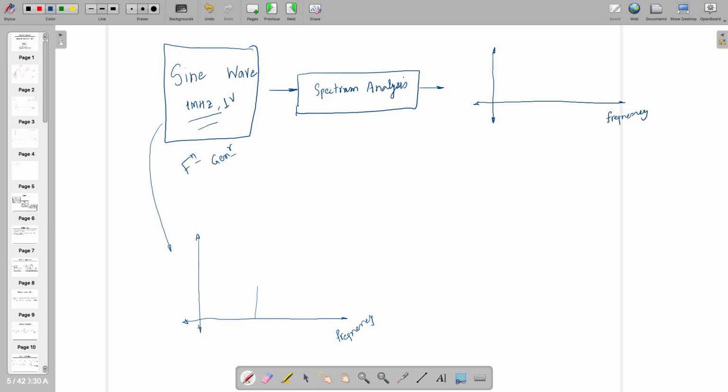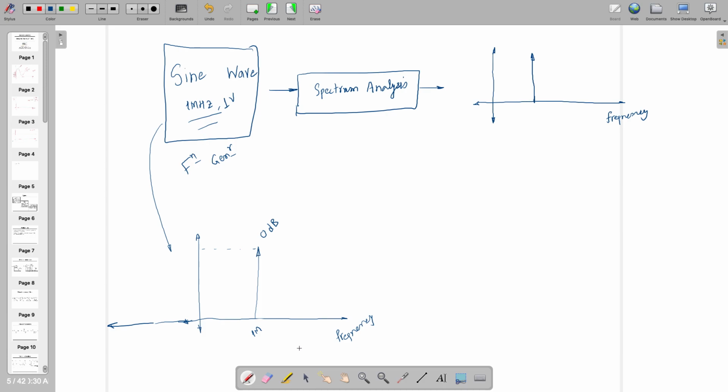Excellent. So one impulse at omega and one impulse at minus omega, and that omega in our case is 1 mega, right? So I'm drawing in terms of hertz, so it will be 1 mega and minus 1 mega, although we are not interested in the minus side, right? So this will be 1 volt, right? Or you can say 0 dB. So that is what my spectrum analyzer will show you. But the spectrum analyzer is the real thing, and this was on paper.